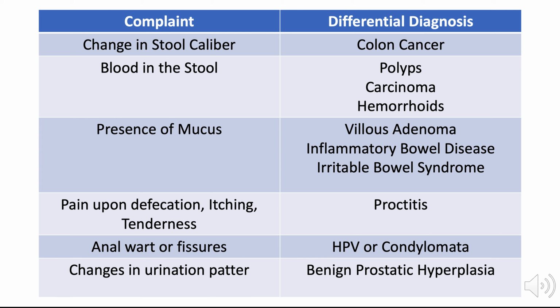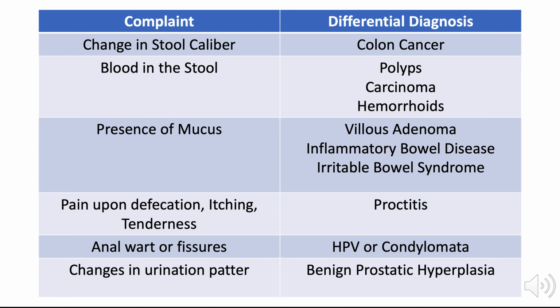Blood in the stool may point to polyps, carcinoma, or hemorrhoids. The presence of mucus may be seen in patients with villous adenoma, inflammatory bowel disease, or irritable bowel syndrome. Pain upon defecation or any itching or tenderness would suggest proctitis caused by gonorrhea or chlamydia, which is also important for us to ask about the patient's sexual activity.